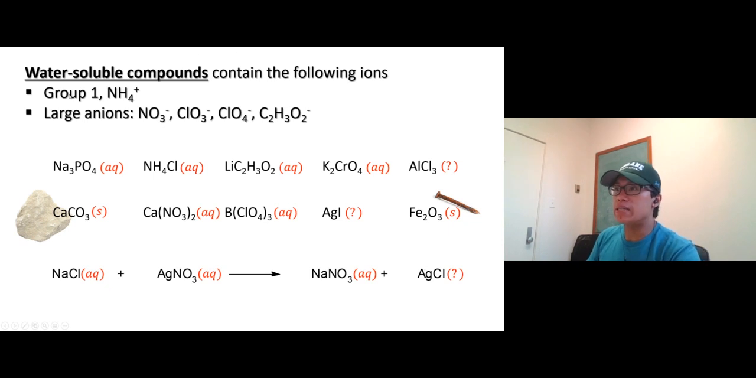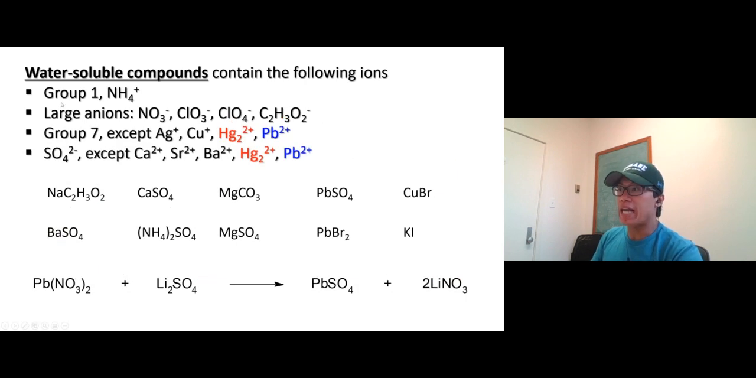All right, if you see these ions, soluble in water: group 1, don't think twice, ammonium, and negative 1 ions, nitrate, chlorate, perchlorate, acetate. And these are also soluble in water. Anything that pairs up with group 7 is usually soluble in water except silver, copper 1, mercury 2, and lead. Silver, copper, mercury, and lead. And sulfate is usually soluble except calcium, strontium, barium, mercury, lead. Watch out for the exceptions.